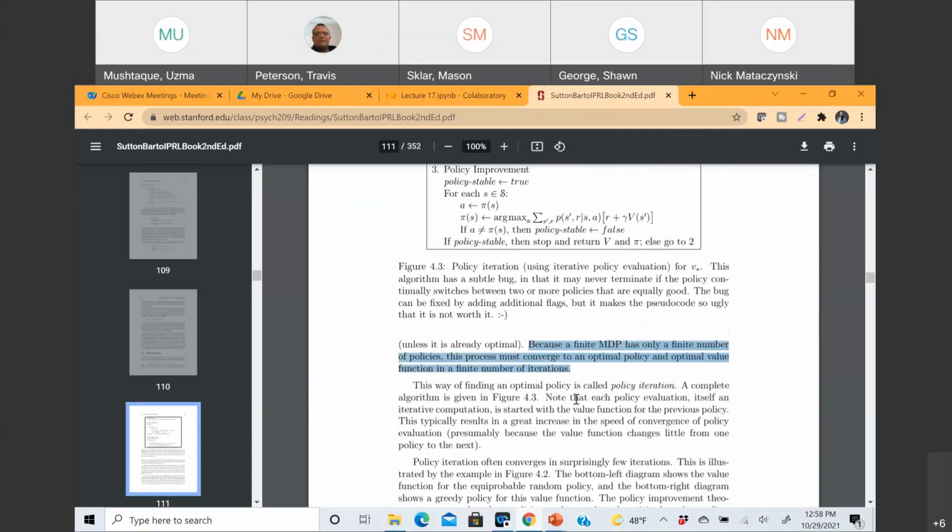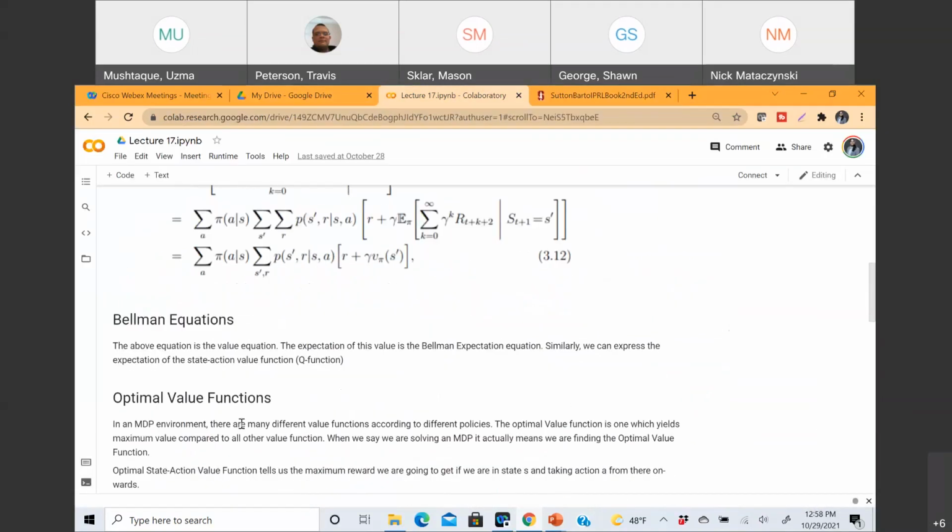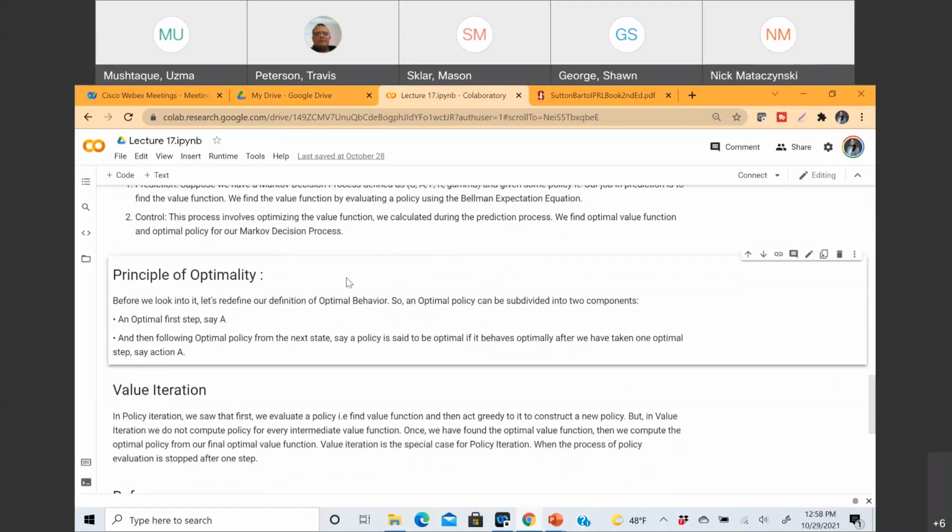And also one thing to remember is, what is this principle of optimality? So I have listed that down here. Principle of optimality, or what is this optimal behavior? Because we are saying it converges to optimality, right? So here we are defining the optimal behavior. That means an optimal policy is divided into two components, an optimal first step, and then following the optimal policy from the next step. So that's what we call the principle of optimality here.